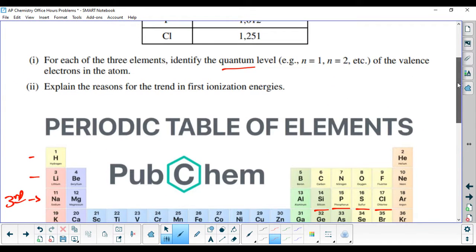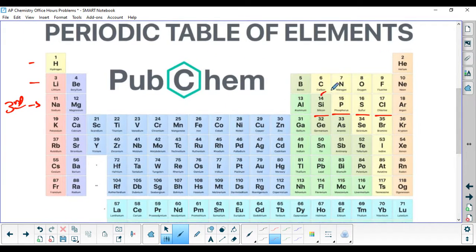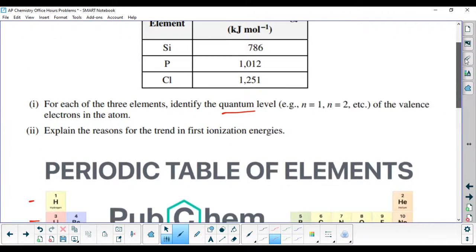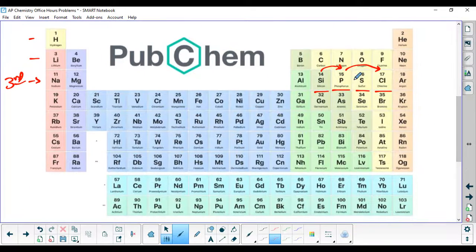And then for part II, explain the reason for the trend. Why does it increase as you go this direction on your periodic table? It's harder to take the electron from phosphorus. It's harder to take the electron from chlorine for your first ionization energy. How do we do that? Why did they skip sulfur, by the way?